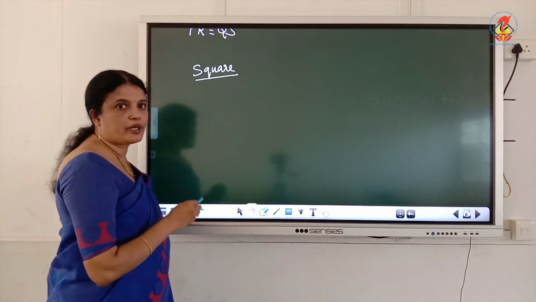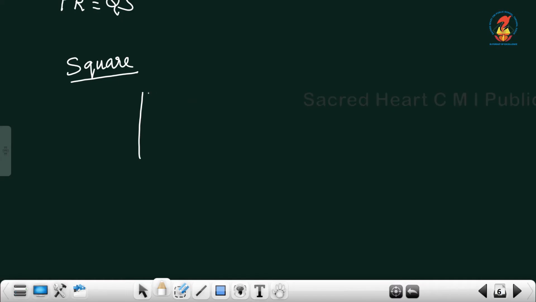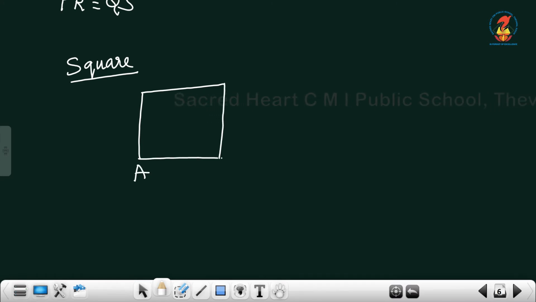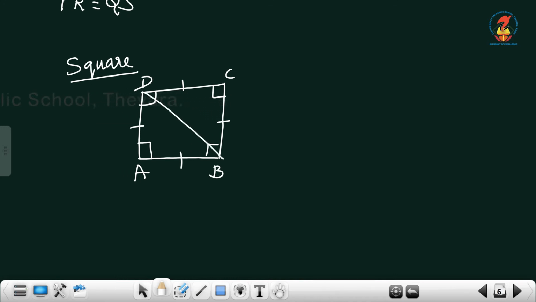It has all the properties of parallelograms. All the sides are equal. All the angles are also equal, that means 90 degree. Diagonals bisect each other. AC equal to BD. First property, AB equal to BC equal to CD equal to AD.